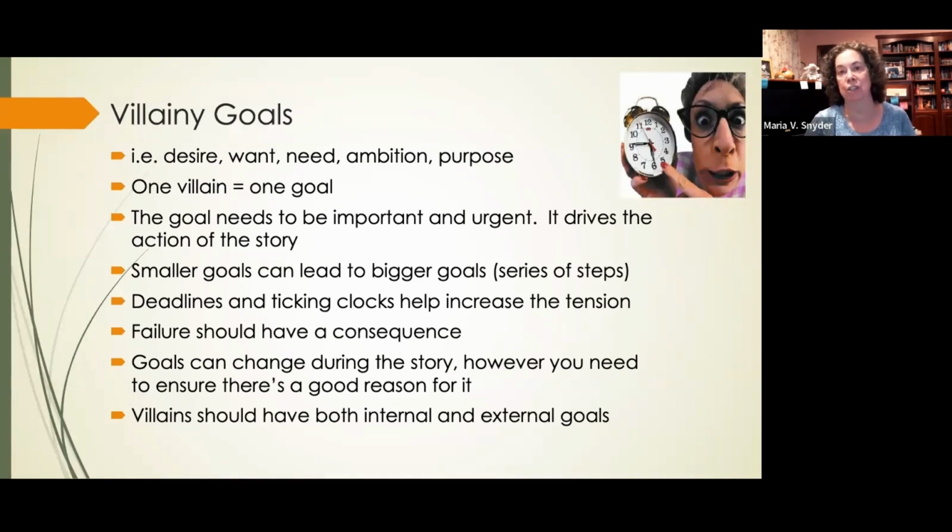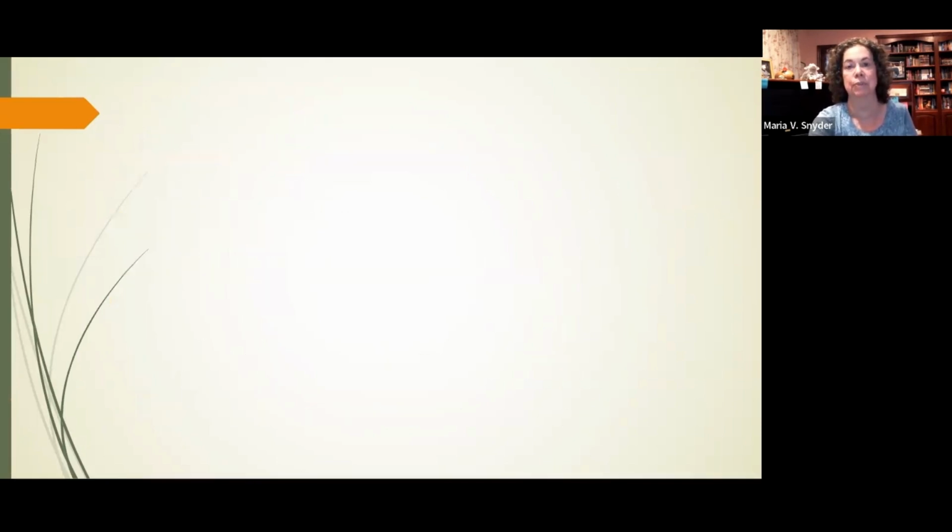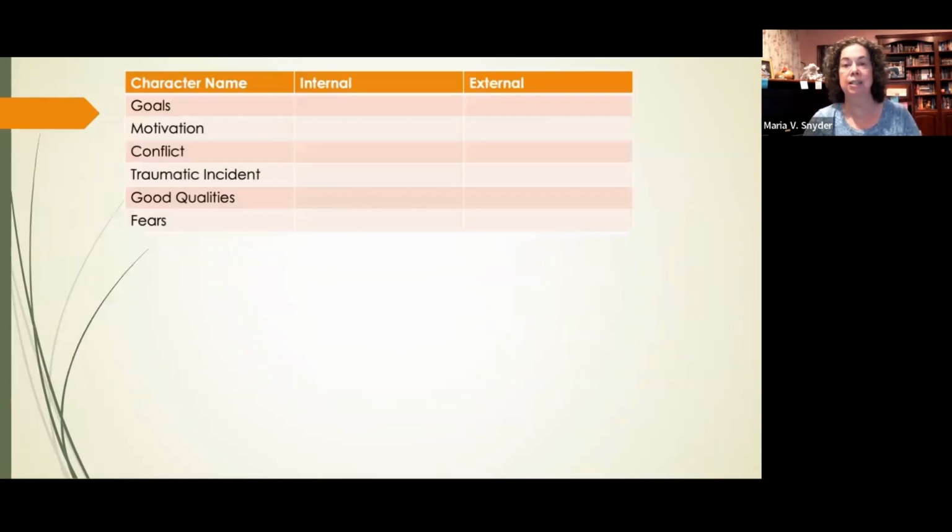So there are internal and external goals, and you need to know as an author what your antagonist's reasons are, the internal and external goals. Here's a really nice little table that I made up, and when I teach this in person, I do have a sheet, but it's really easy to do in Word or Excel. Feel free to screenshot this or take a picture of it. It's a really helpful thing, and you can use it for all your characters. You don't just have to use it for your antagonist.